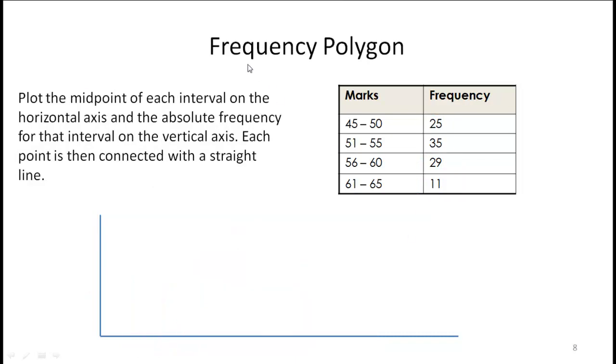So now let's talk about a frequency polygon. With a frequency polygon, we plot the midpoint of each interval on the horizontal axis and the absolute frequency for that interval on the vertical axis. Each point is then connected with a straight line.